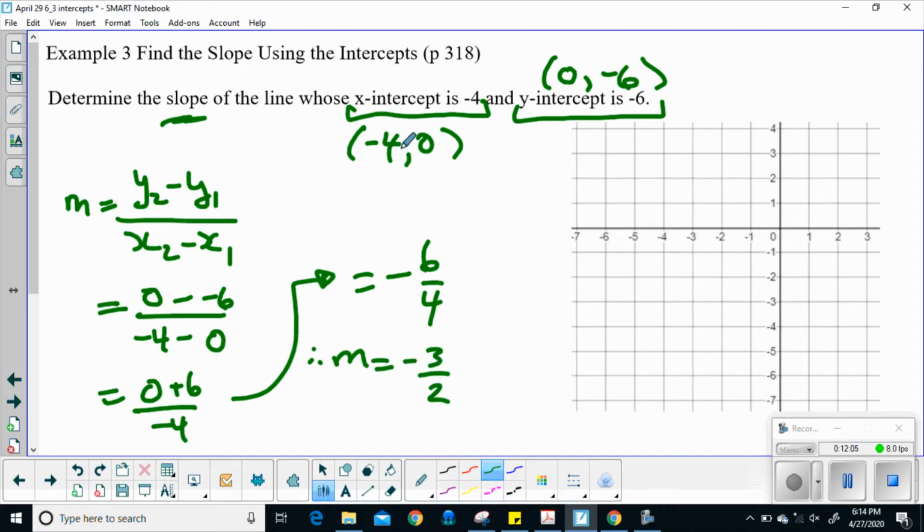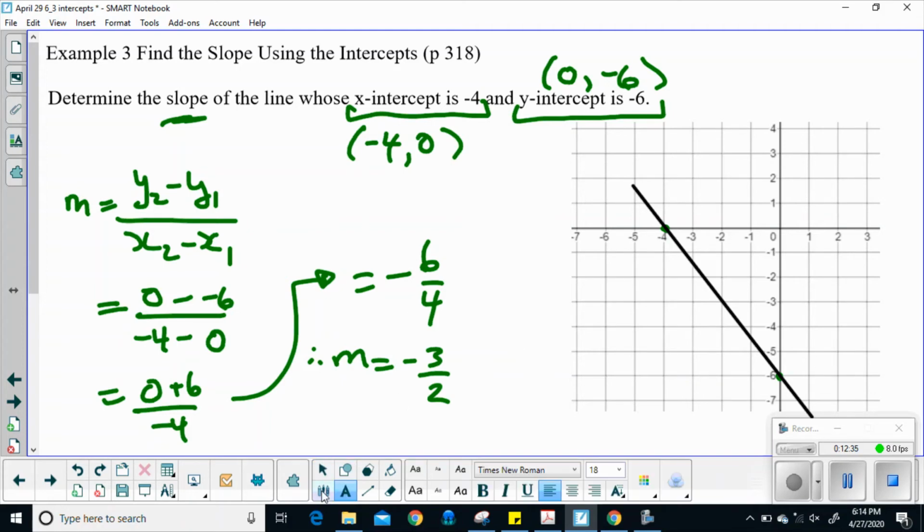Okay, let's graph it and double check. So let's see, I have an x-intercept of negative 4 and a y-intercept down here of negative 6. Let's draw my line. Extend it through the points because we don't want it to just go from one spot to the next because then that just, oops, looks funny. Right, this is a full line. It extends all the way.